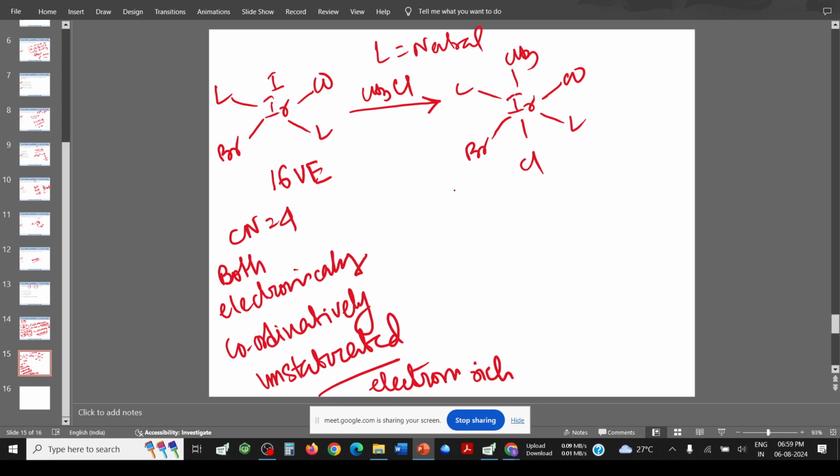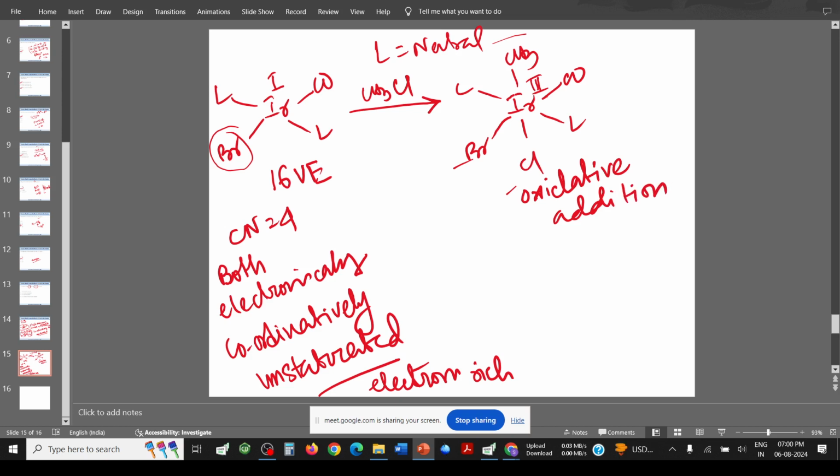Okay, here only bromide was negatively charged. Here bromide, chloride and this methyl have charge. So the overall complex is neutral, and the oxidation state of the iridium will be +3. So the increase of oxidation state followed by the addition of CH3Cl is called oxidative addition.